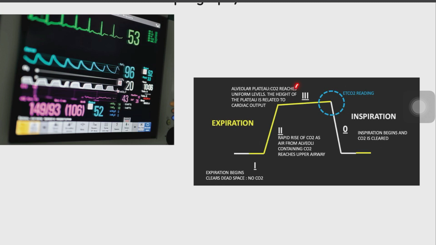The third phase is a plateau. You have just a slight upstroke, and this is due to the ventilation perfusion mismatch. You can also see we have 2 angles here, one is alpha and this is beta. Beta is the point where there is the highest EtCO2, so this is the point where you measure the EtCO2. The last phase, the fourth phase or the zero phase, is the inspiration phase where you have fresh gas and there will be a fall in the EtCO2.